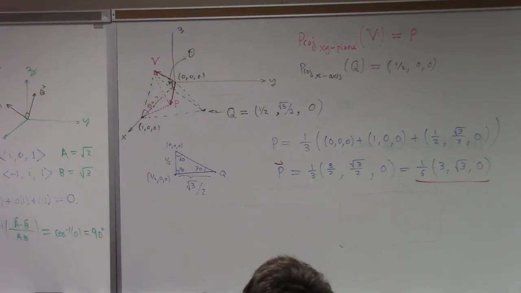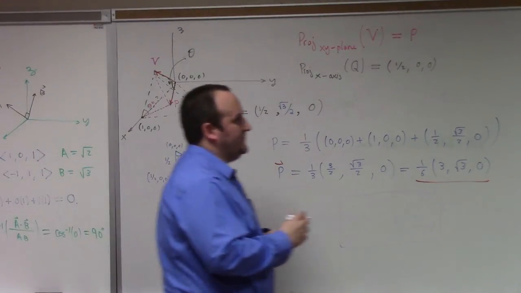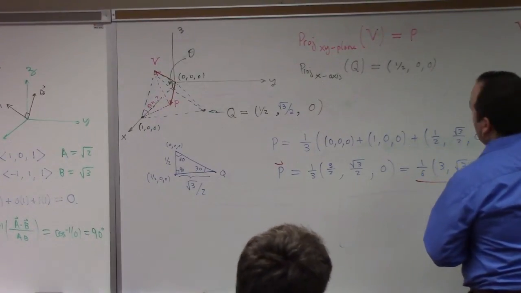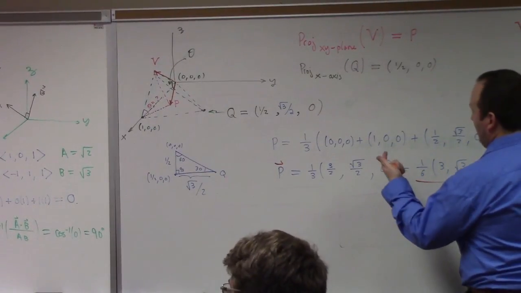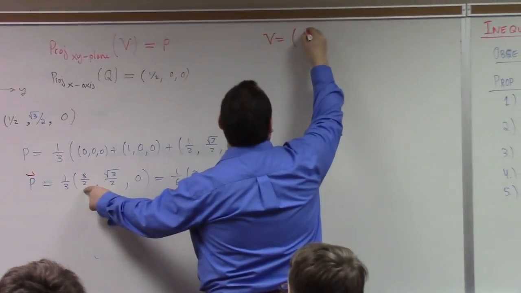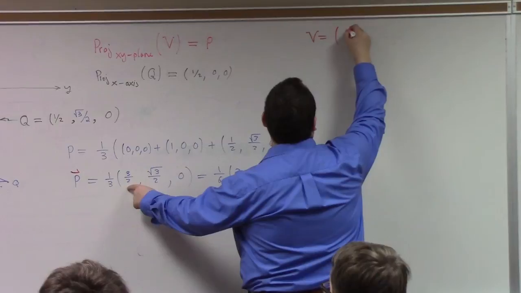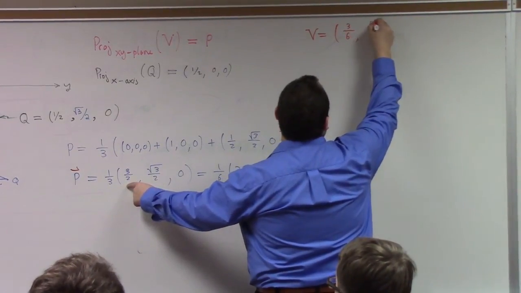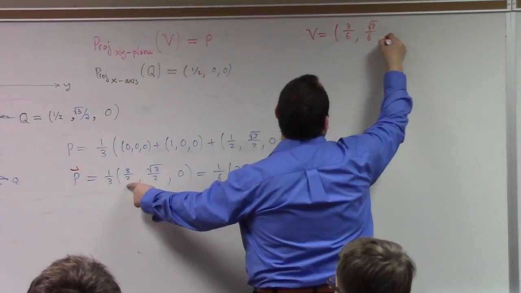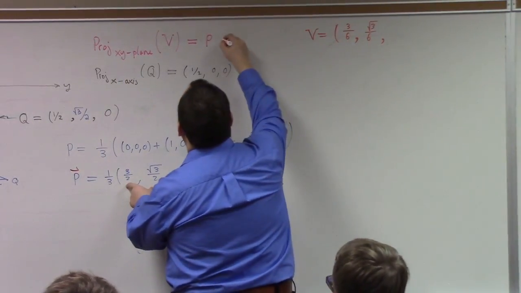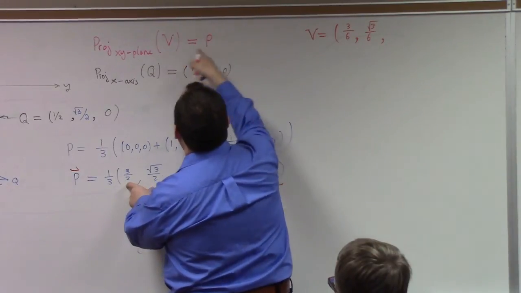I've been working on that one. This much we can say. What we do know about V is it's at 1/2, I'll write it as 3/6, and then √3/6. In other words, the projection of V is P.